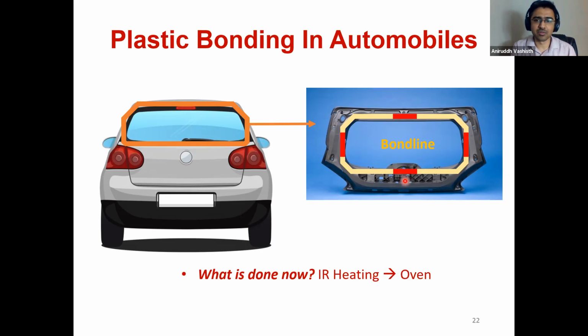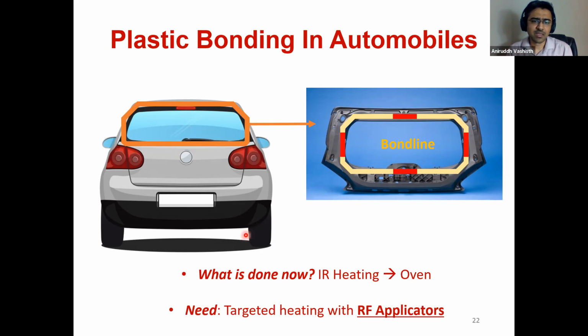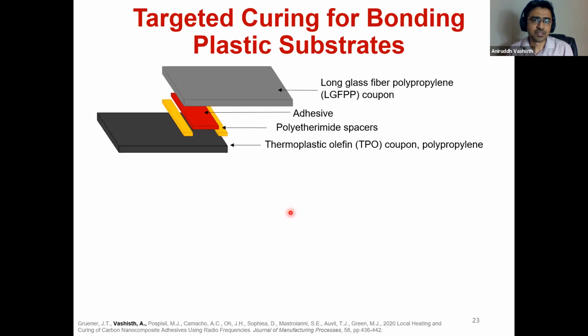They assemble the rest of the car, they paint it and do everything, put it in an oven. And when they put it in the oven, that's when the complete cure of the bond line takes place. So basically our motivation was that we want to use the RF applicators to rapidly heat in these particular spots.